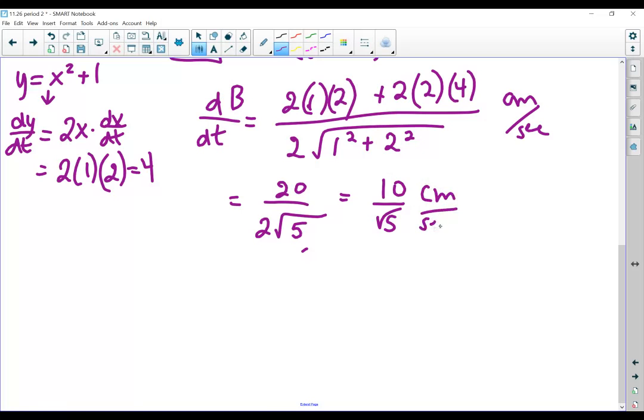Okay, so that's just a little bit of a different type of an example, a little bit more abstract, but the same idea. We had centimeters per second. I knew it was a related rates problem, and I would kind of do it.